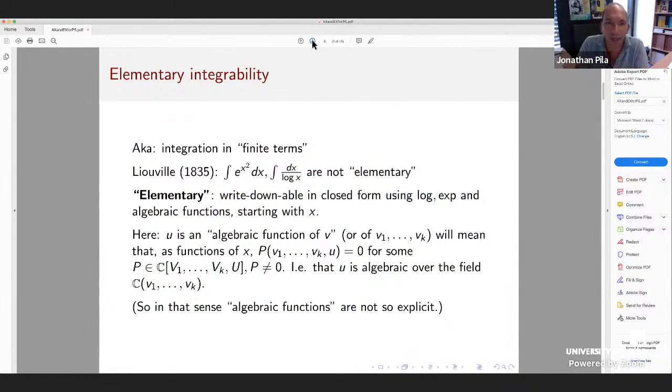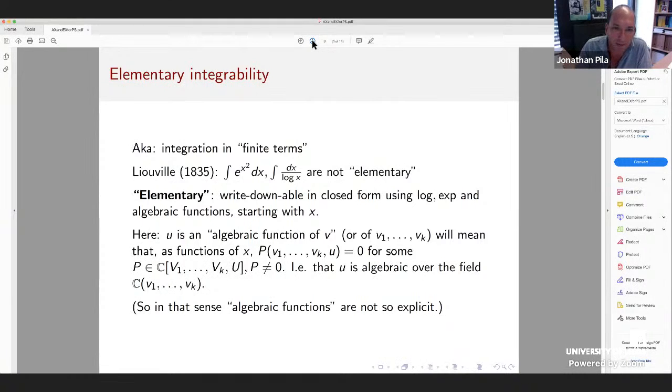And elementary here means essentially that you write downable in closed form using log, exp, and algebraic functions, starting with x. So having log and exp, we'll see it's a slightly funny definition. And I think it's really motivated by the idea that we have explicit names for those two functions, the log and the exp.